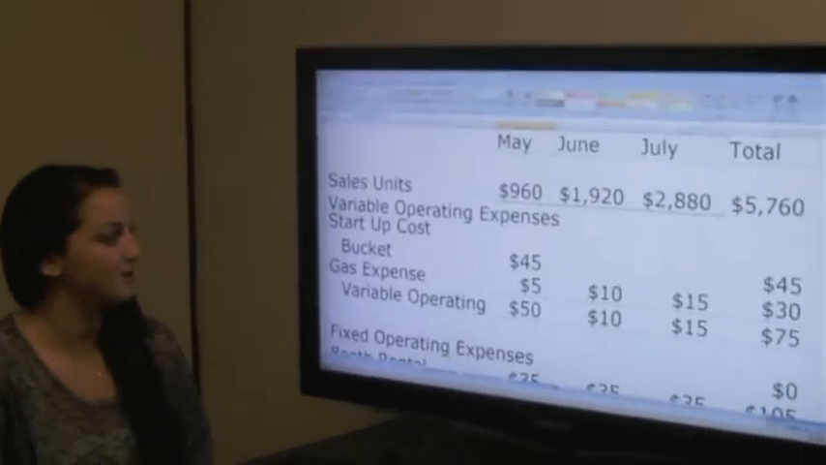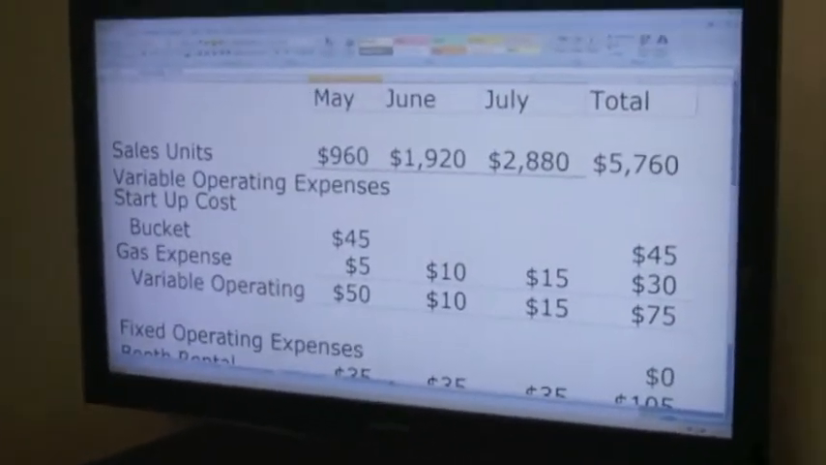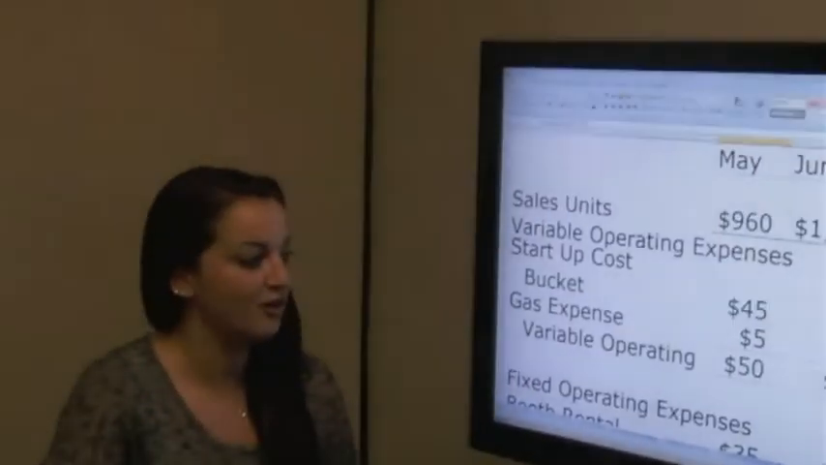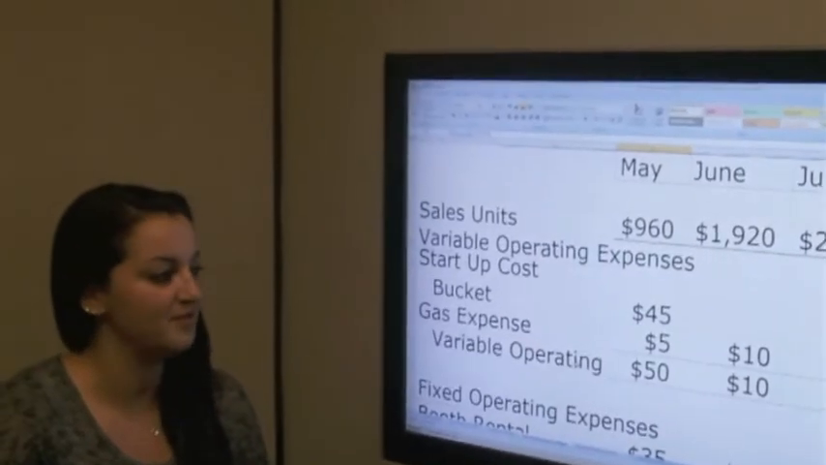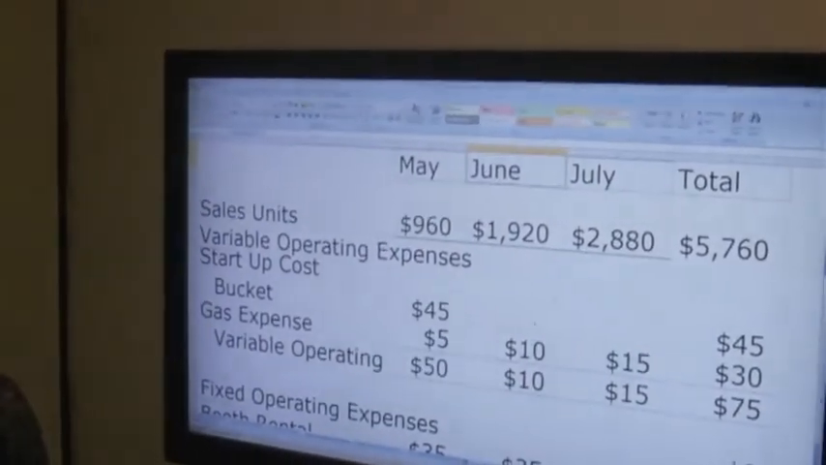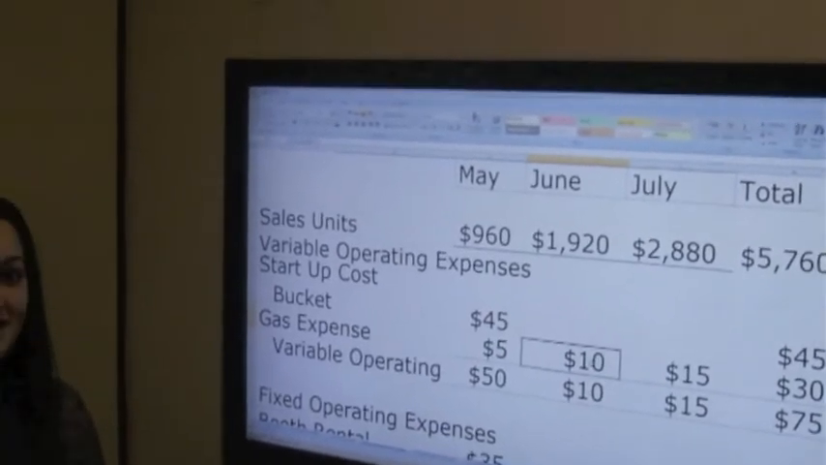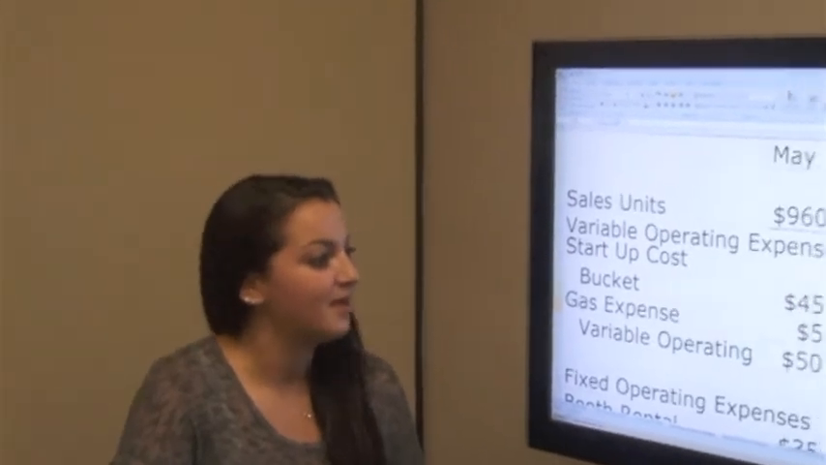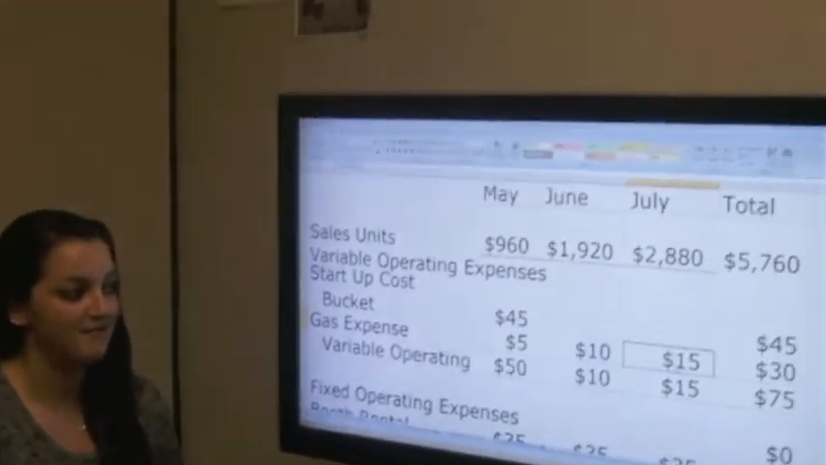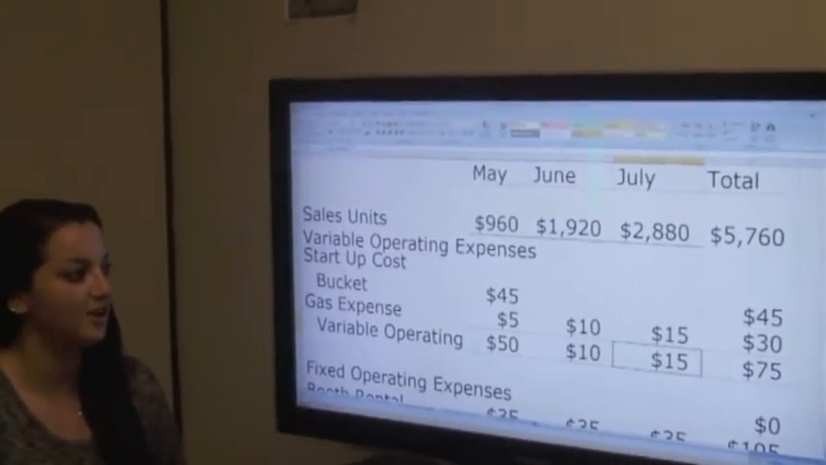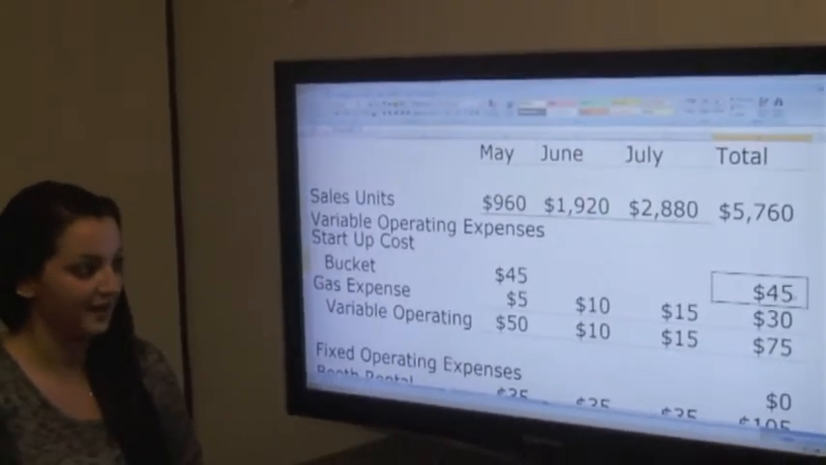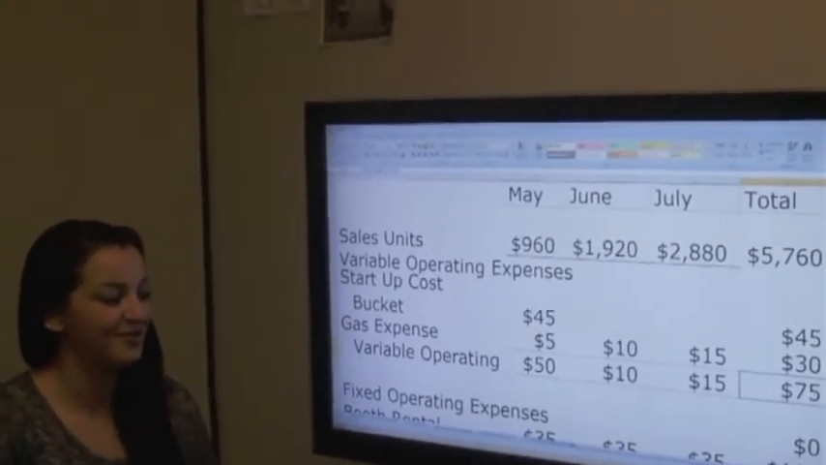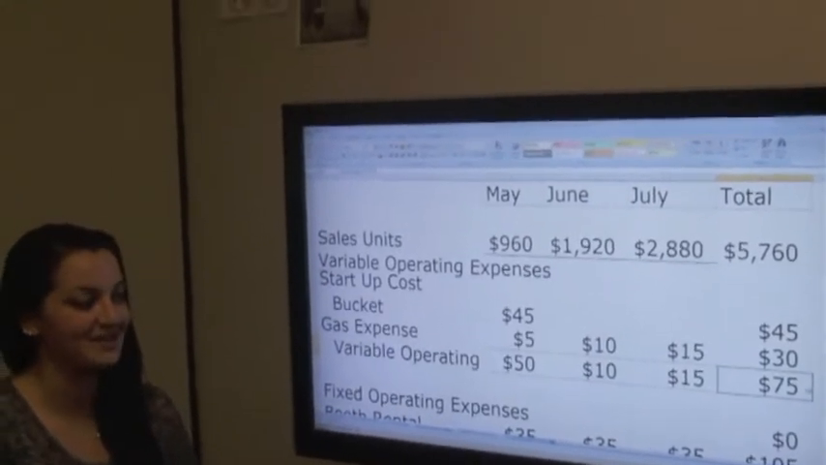So we decided that our startup costs would start with $45 with a bucket, and for the first month of May, gas expense will be $5, and for total variable operating expenses to start up will be $50. We decided that in the month of June, gas expense will be $10 since we will be selling more water bottles, we will be running around more, and gas expenses are going up. Also, in the month of July, it went up by $5 as well, so that'll be a total of $15. So the bucket, 45 plus gas expense for total, 30, and variable operating will be $75 in total.